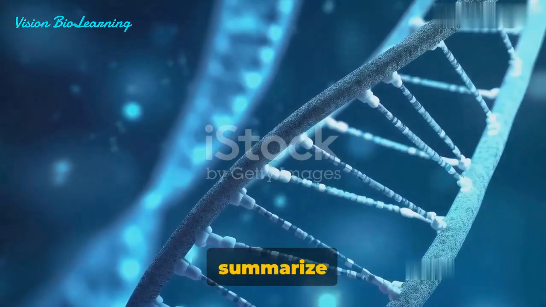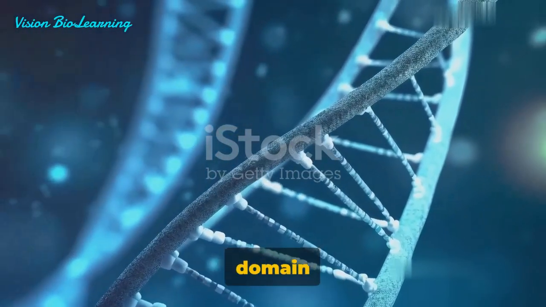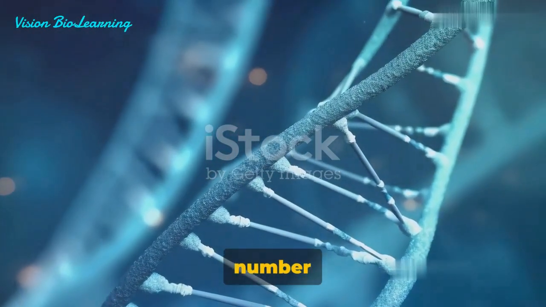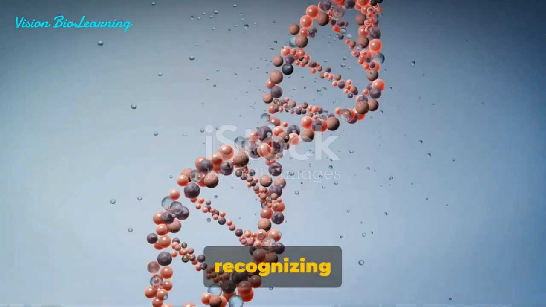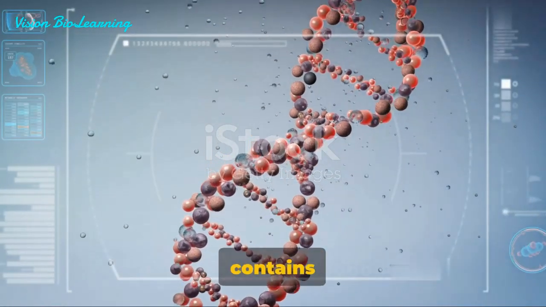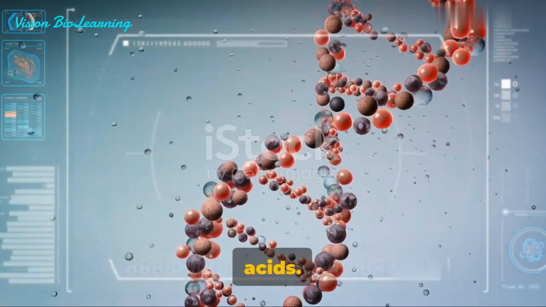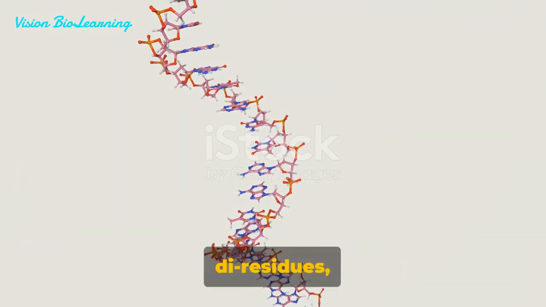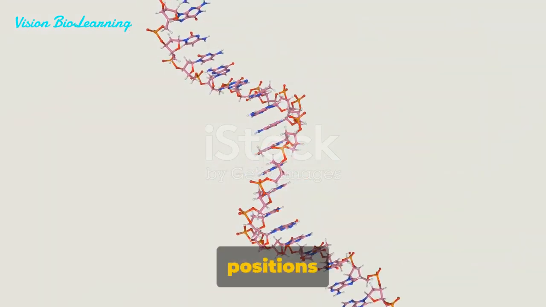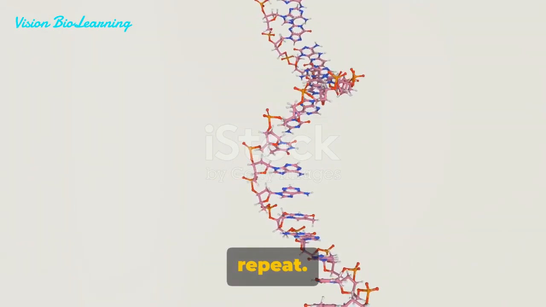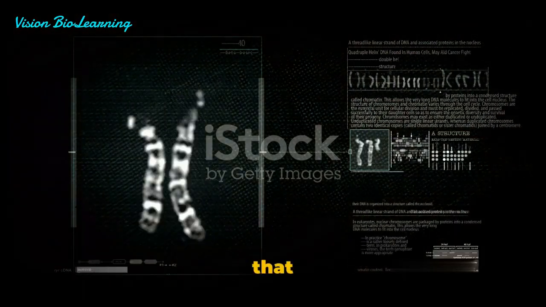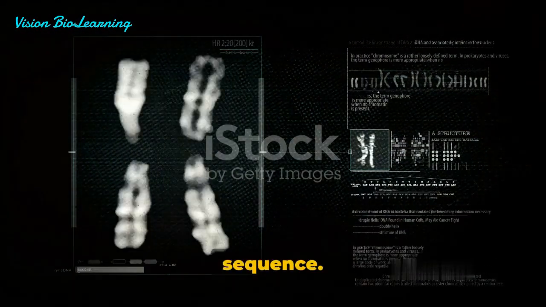So let's quickly summarize how TALEN works. The DNA binding domain of TALs, derived from Xanthomonas TAL effectors, is composed of a variable number of amino acid repeats. Each repeat, recognizing a single DNA base pair, contains 33 to 35 amino acids. The DNA recognition process is facilitated by repeat variable diresidues, or RVDs, located at positions 12 and 13 within each repeat. These TAL effector repeats can be assembled in a modular fashion, adjusting the RVDs to create a TAL protein that recognizes a specific target DNA sequence.